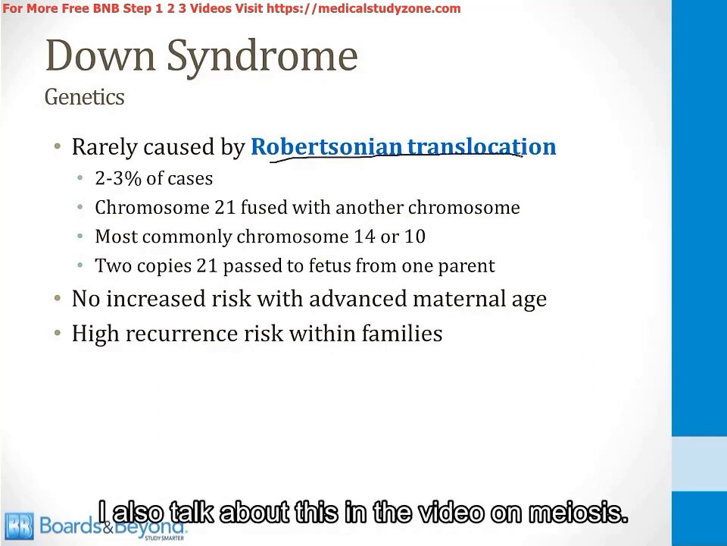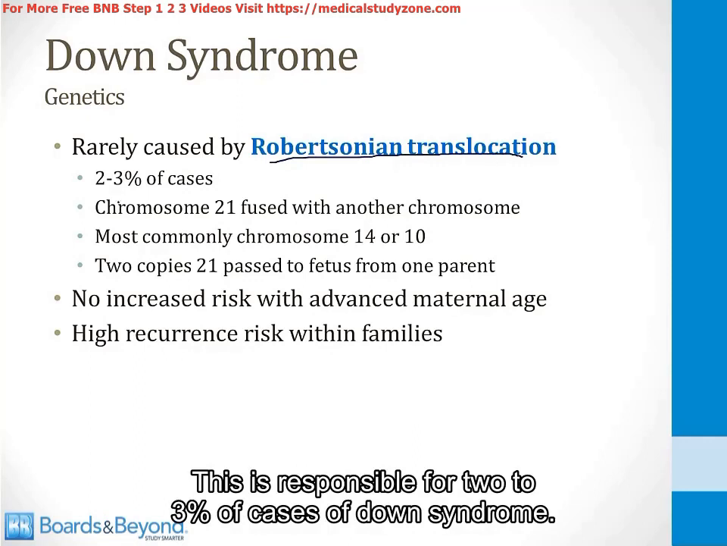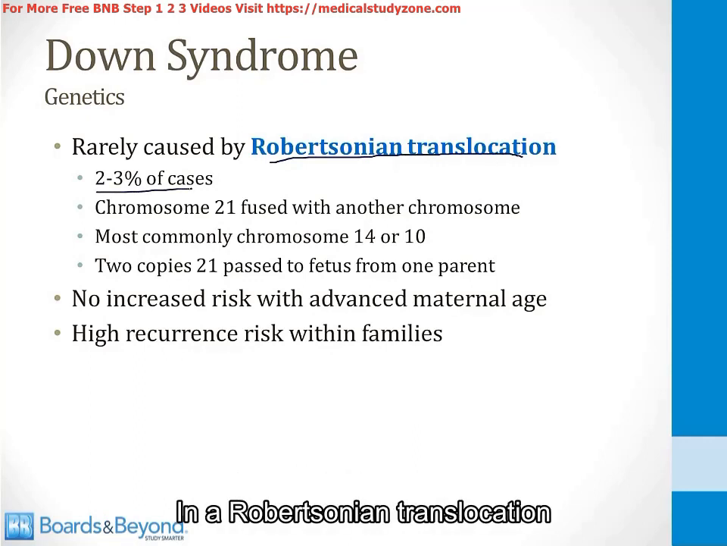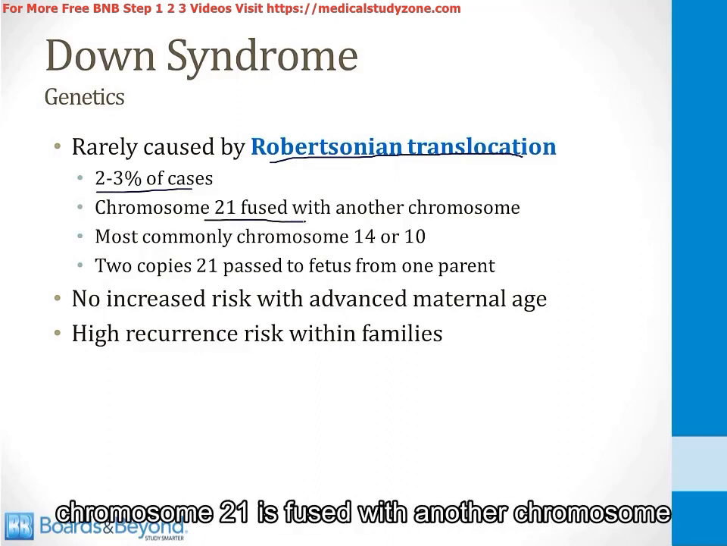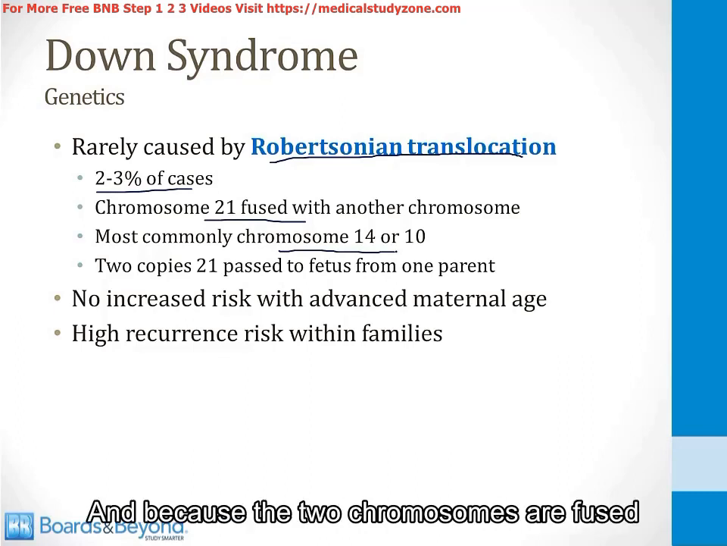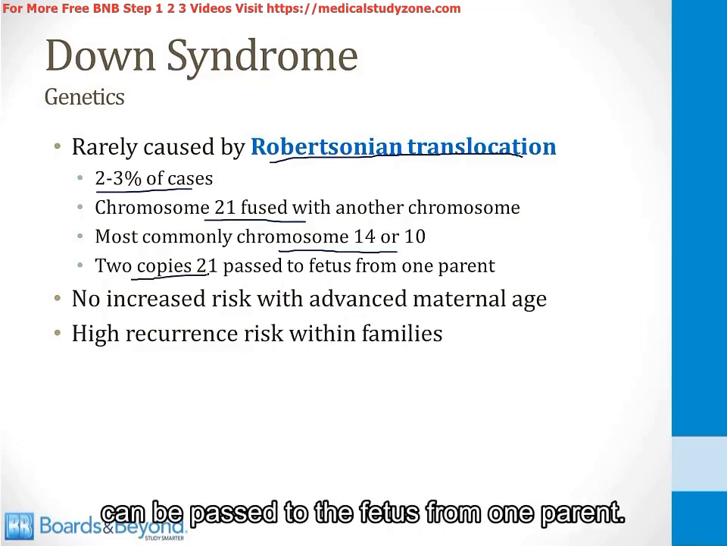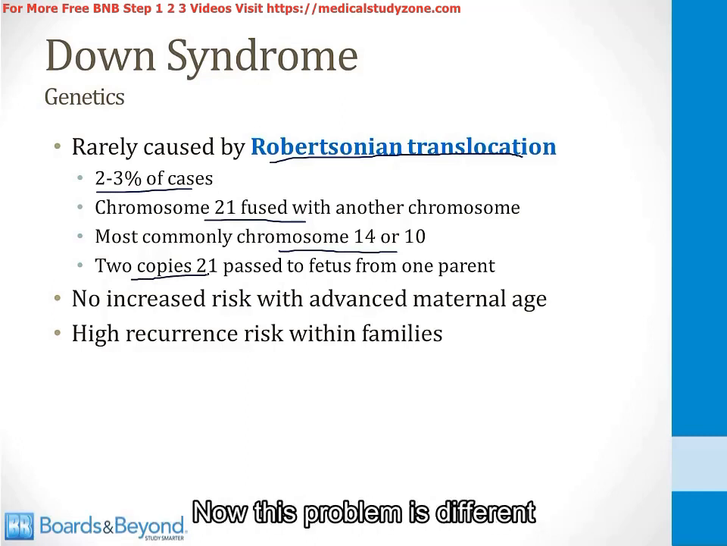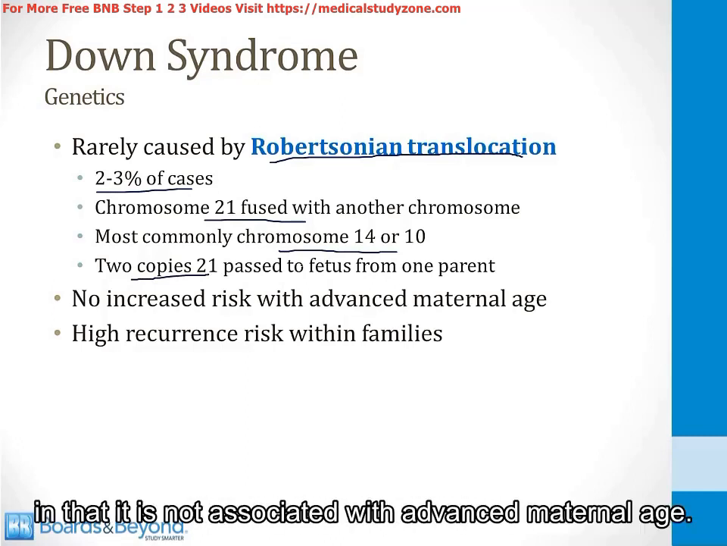In cases that are not associated with meiotic non-disjunction, one of the potential causes is a Robertsonian translocation. I also talk about this in the video on meiosis. This is responsible for 2 to 3% of cases of Down syndrome. In a Robertsonian translocation, chromosome 21 is fused with another chromosome, most commonly chromosome 14 or 10, and because the 2 chromosomes are fused, 2 copies of chromosome 21 can be passed to the fetus from one parent. Now, this problem is different from meiotic non-disjunction in that it is not associated with advanced maternal age.